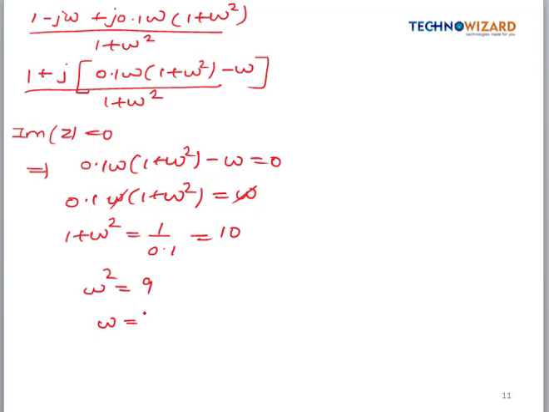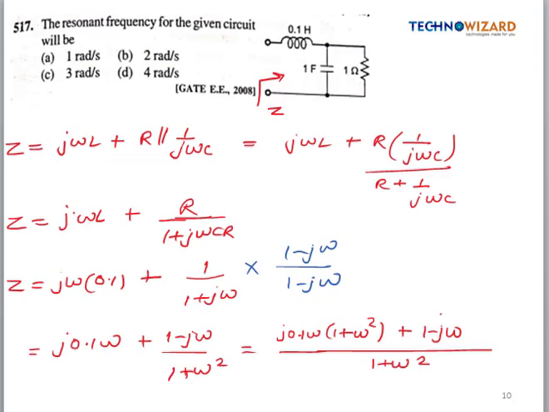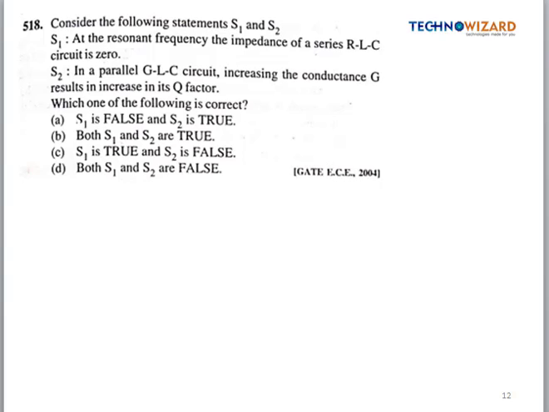So omega we are getting as 3 radian per second. Okay, 3 radian per second. So option C is correct. Next question is, consider the following statements S1 and S2.